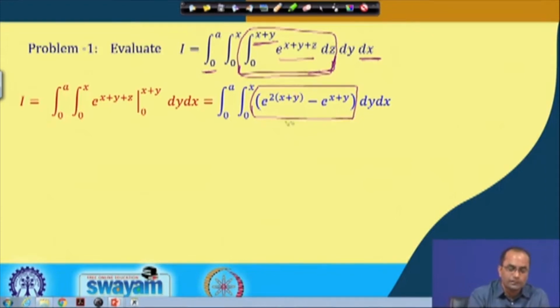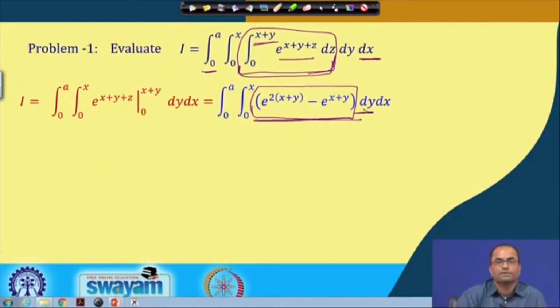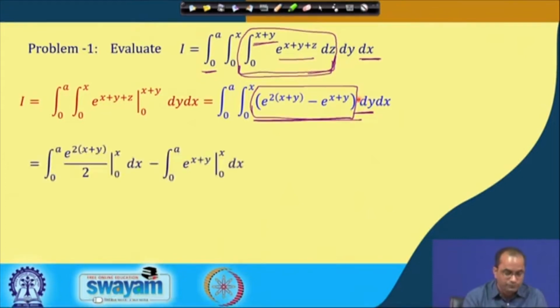So, when we get this function of x and y, we can integrate now with respect to y. The integral of e power 2 times x plus y, now we have the 2 here, so the 2 will go to the denominator, with limits 0 to y, and then the outer integral dx from 0 to a, minus the integral of e power x plus y, which is again e power x plus y, with the limits of the inner integral 0 to x.